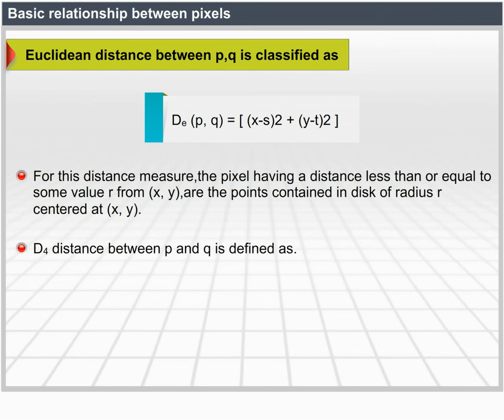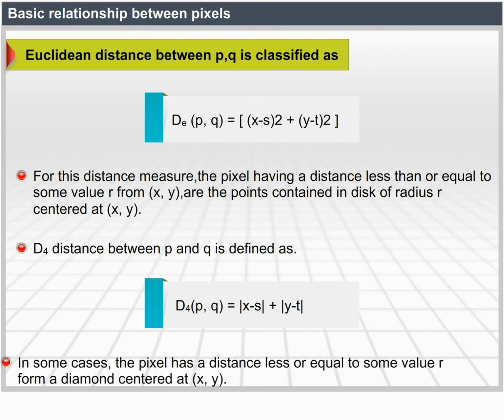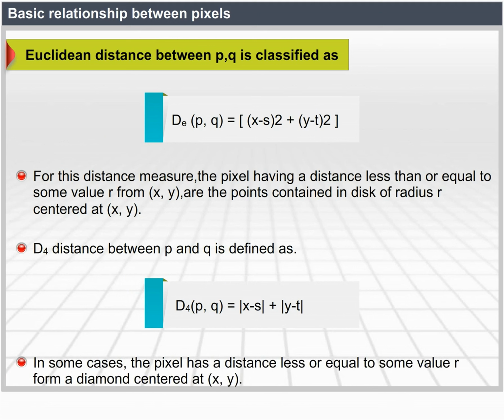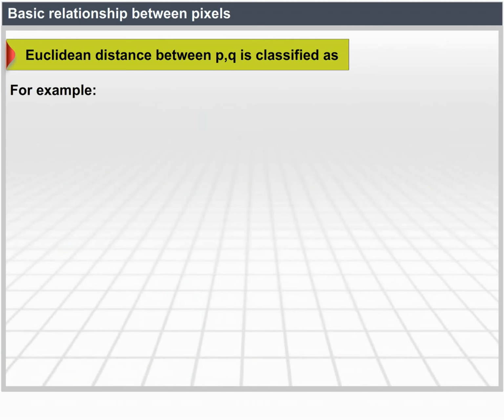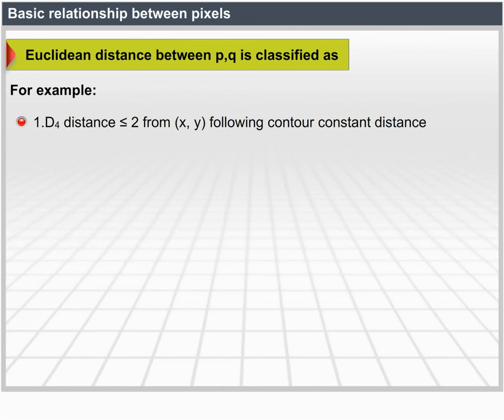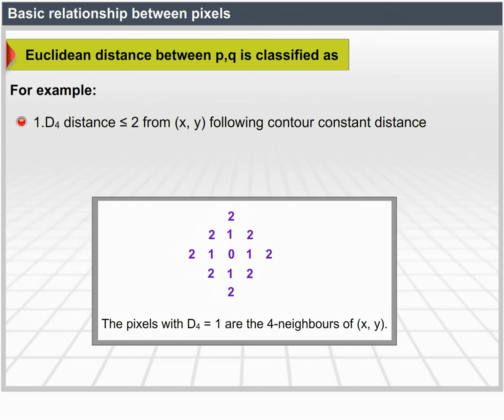The D4 distance between P and Q is defined as D4(P, Q) equals mod of (x minus s) plus mod of (y minus t). In this case, the pixels having a distance less than or equal to some value r form a diamond centered at (x, y). For example, pixels with D4 distance less than or equal to 2 from (x, y) follow contours of constant distance. The pixels with D4 equal to 1 are the neighbors of (x, y).